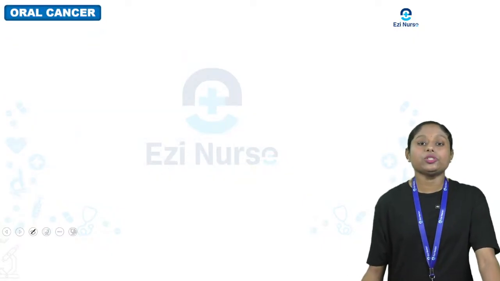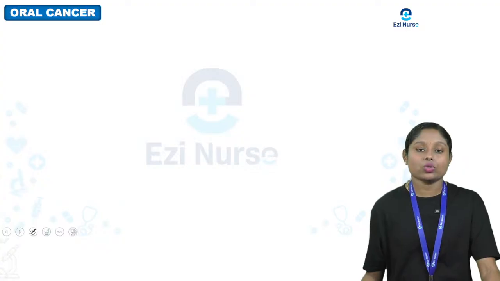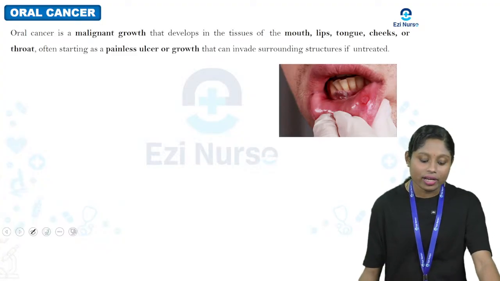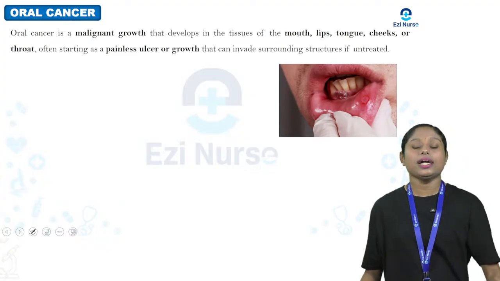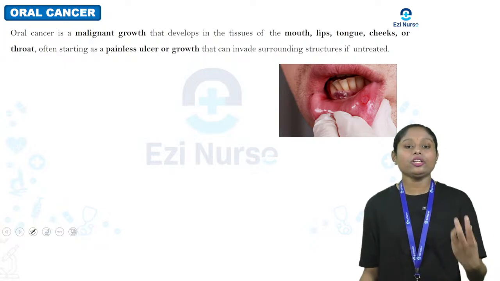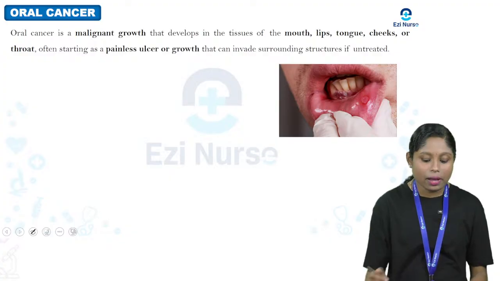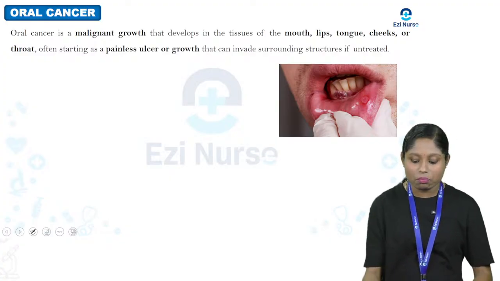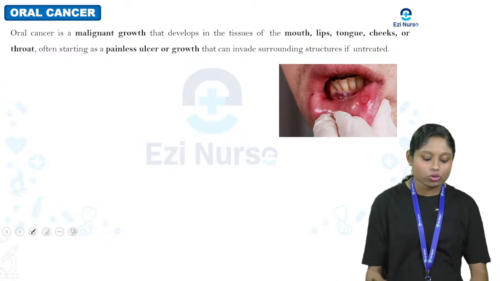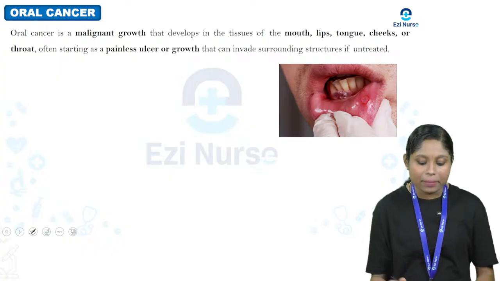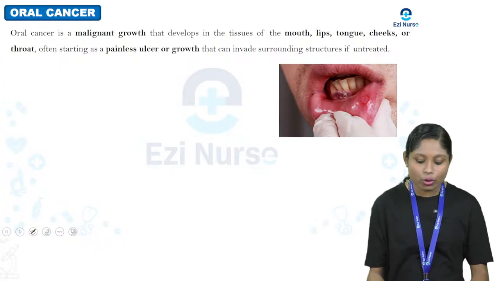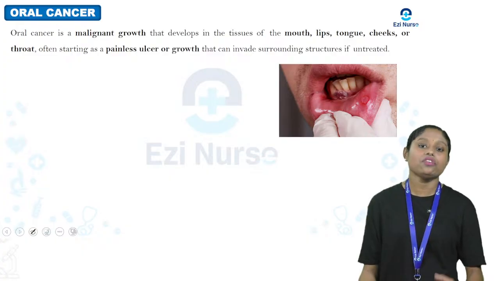Now let's discuss another topic, oral cancer. Oral cancer is also important. What is cancer? The definition is a malignant growth of cells inside a particular organ. If it is oral cancer, it's a malignant growth that develops in the tissues of the mouth, lips, tongue, cheeks or throat, often starting as a painless ulcer or growth that can invade surrounding structures if untreated.